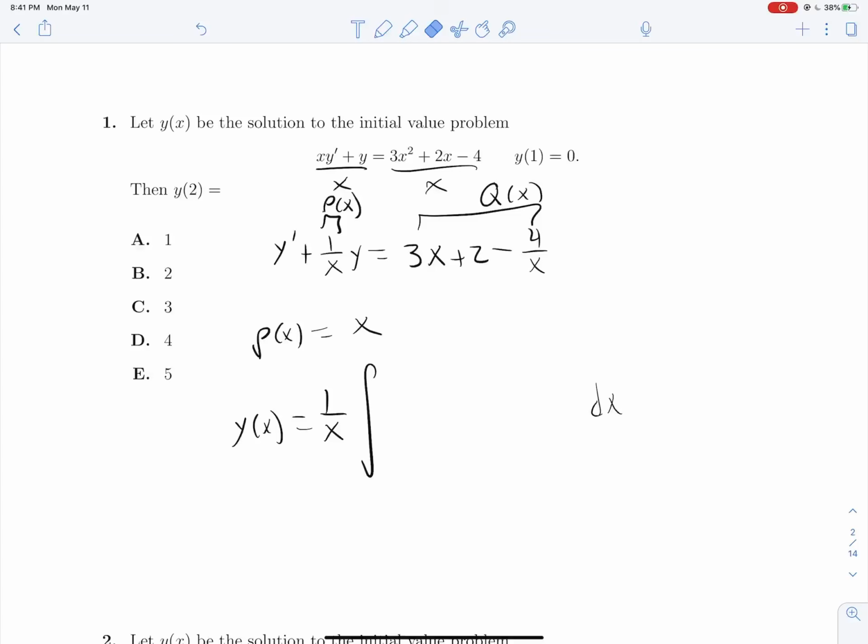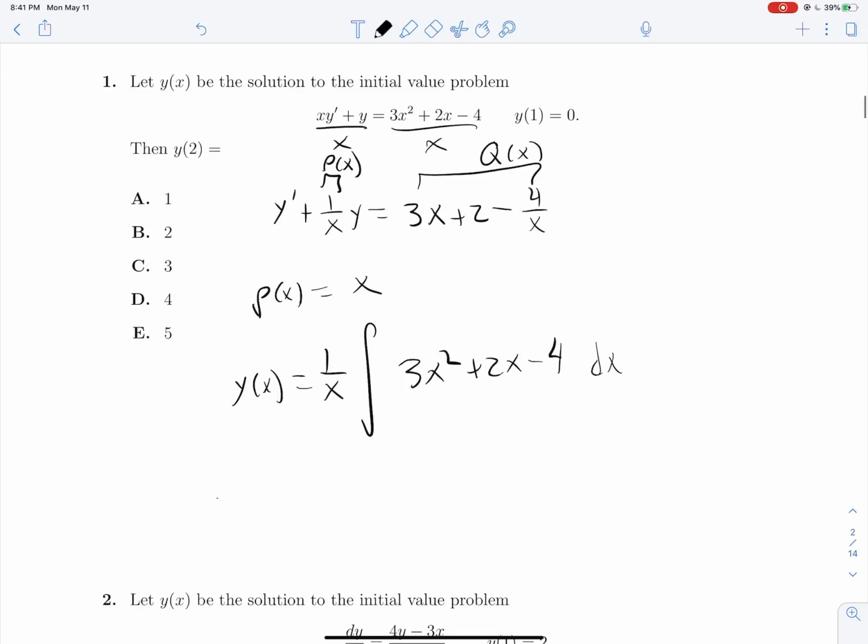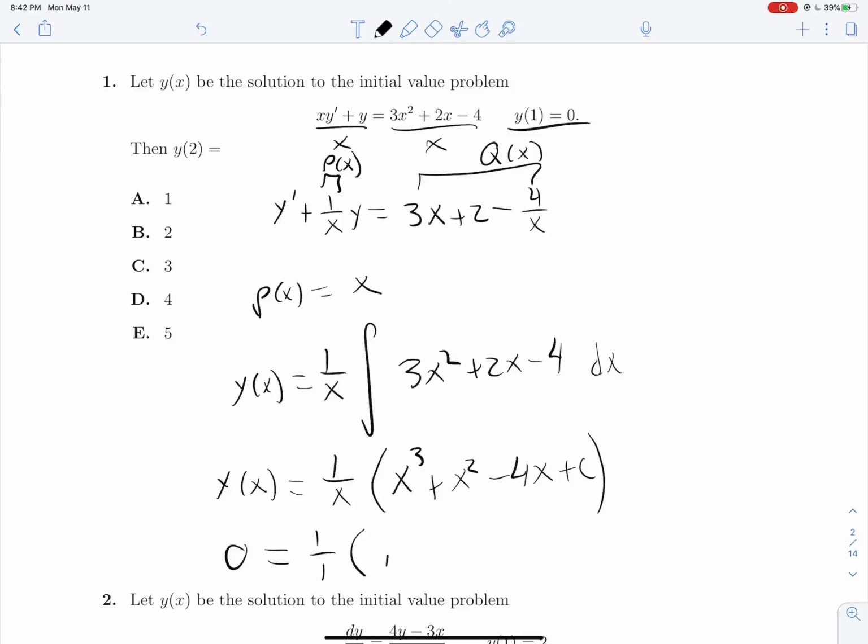We can rewrite this integrand as 3x squared plus 2x minus 4 dx, and say that y of x is equal to 1 over x multiplied by x cubed plus x squared minus 4x plus c. We're told that y at 1 is equal to 0. That's equal to 1 over 1 multiplied by 1 plus 1 minus 4 plus c. So this becomes negative 2 in here. And if this whole right side is to evaluate to 0, then c has to be 2. So we'll replace that in there.